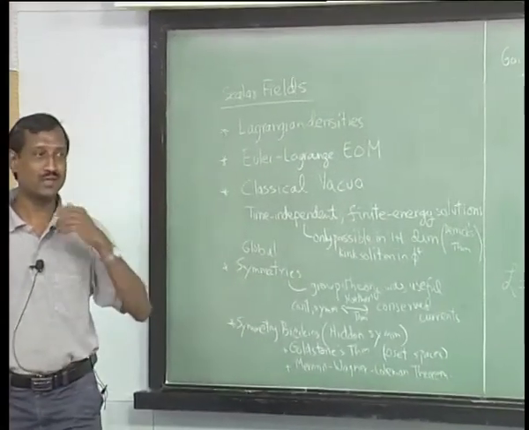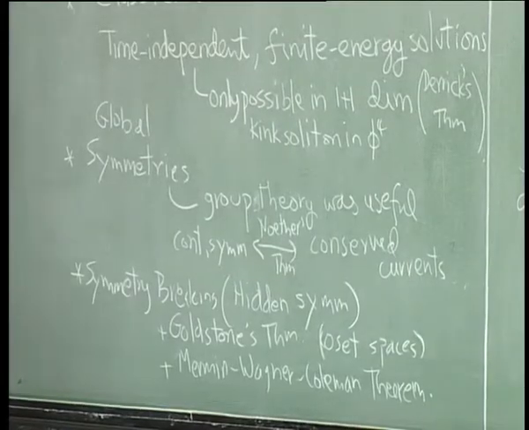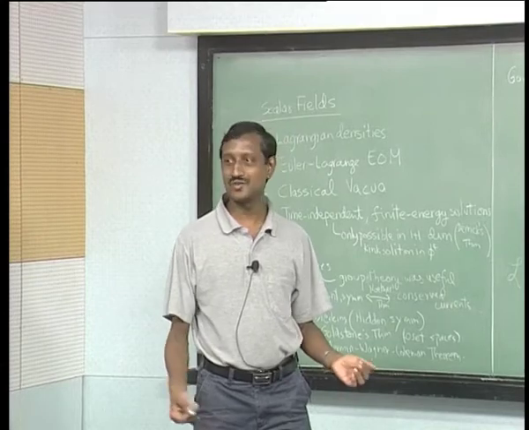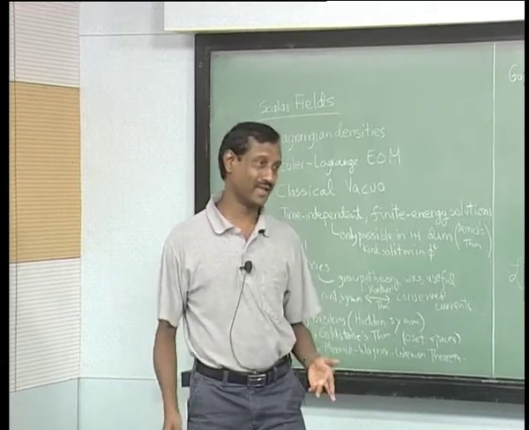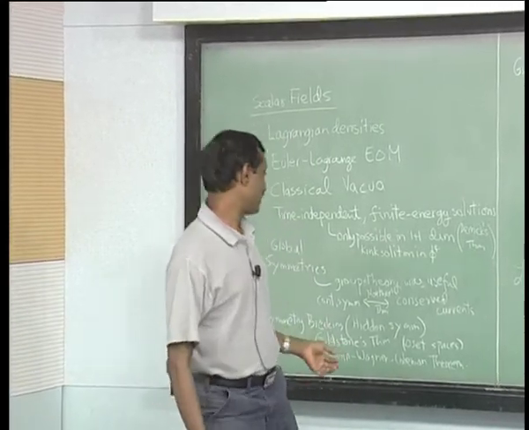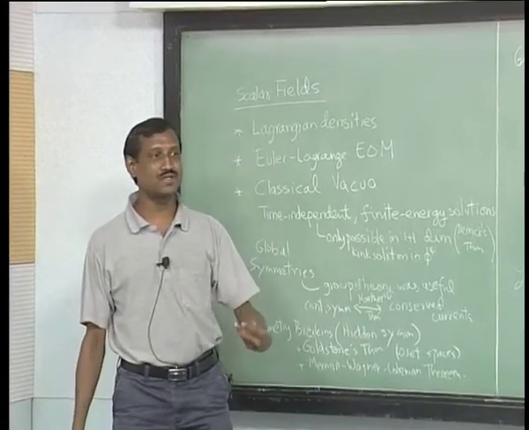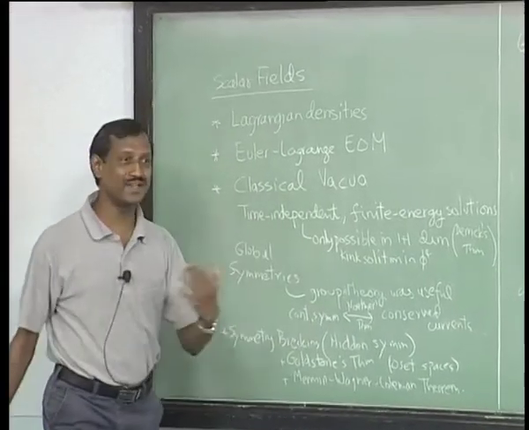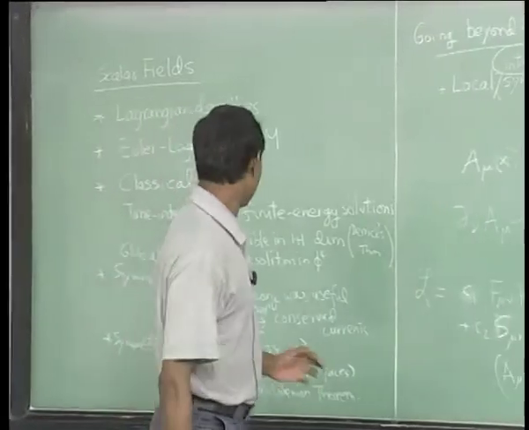Okay. One easy way to understand it is that Derrick's theorem assumes that the only fields are scalars, and there is no gauge principle or anything. Okay. And again, there will be a nice feature whenever you are looking at finite energy solutions, time independent.